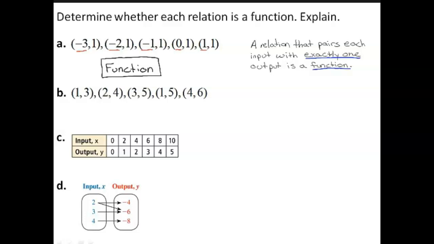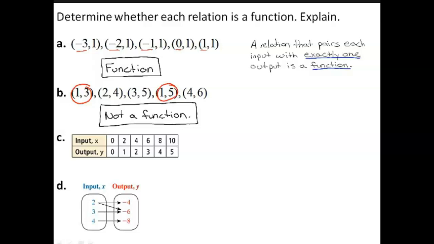Part B: 1, 3; 2, 4; 3, 5; 1, 5; 4, 6. The input 1 has two outputs, 3 and 5, so the relation is not a function.